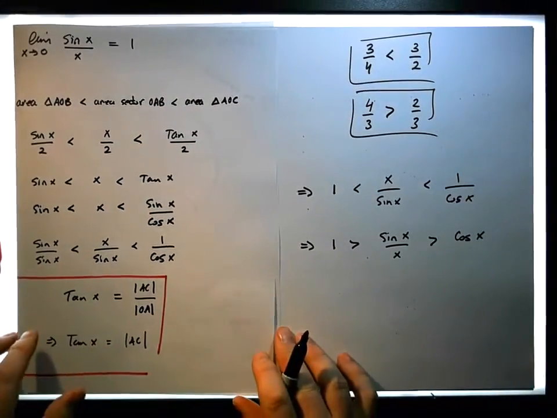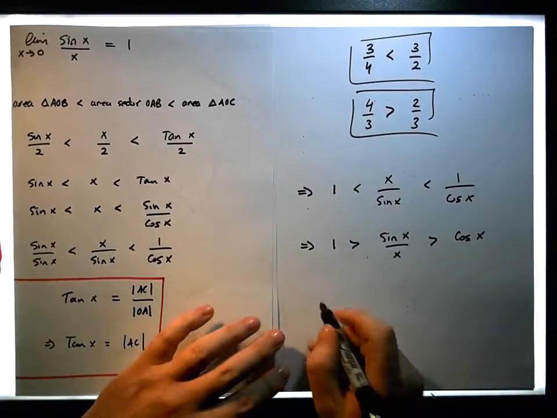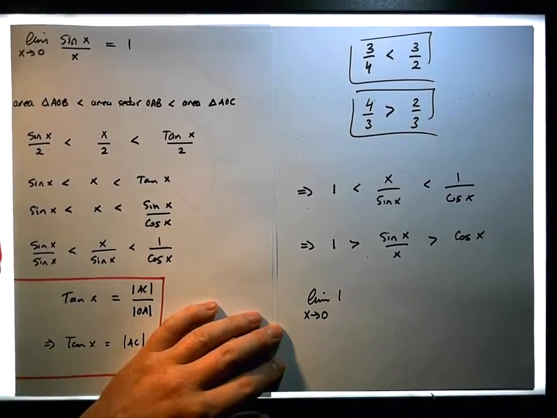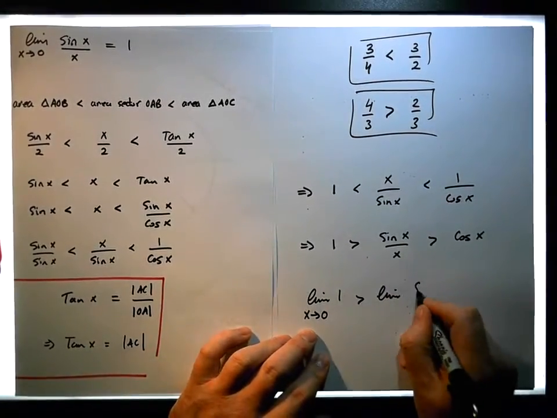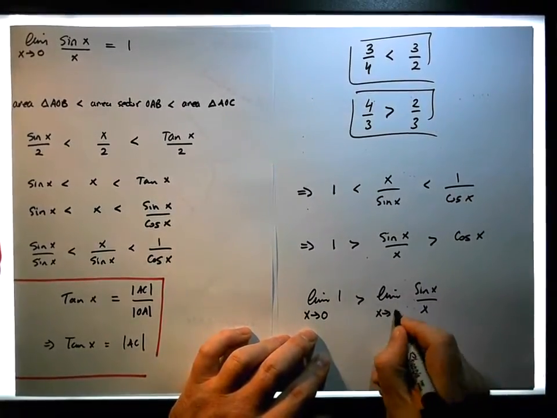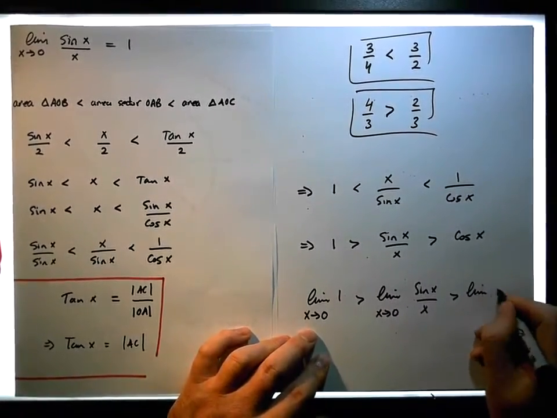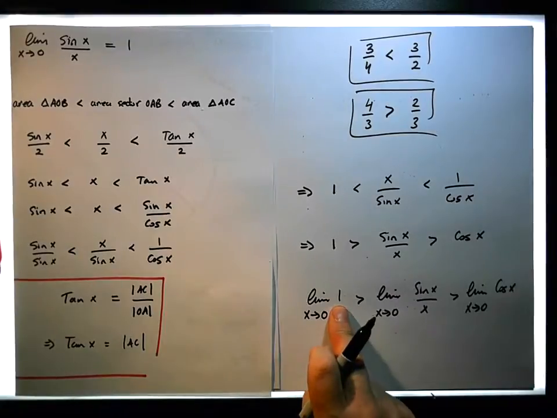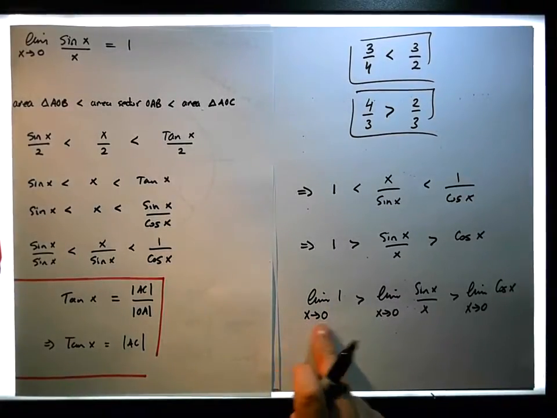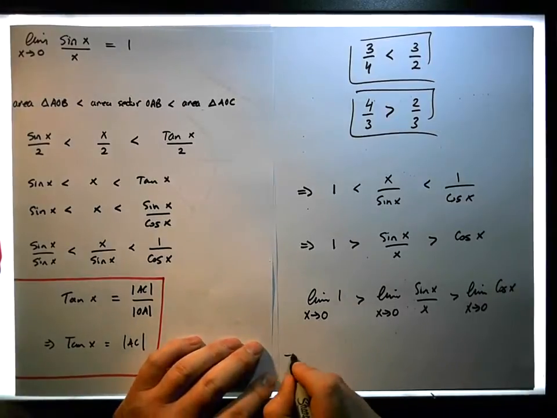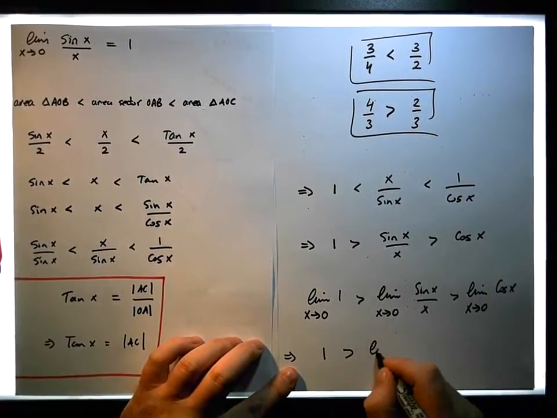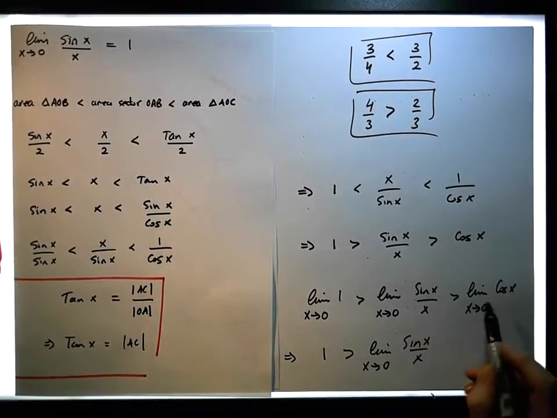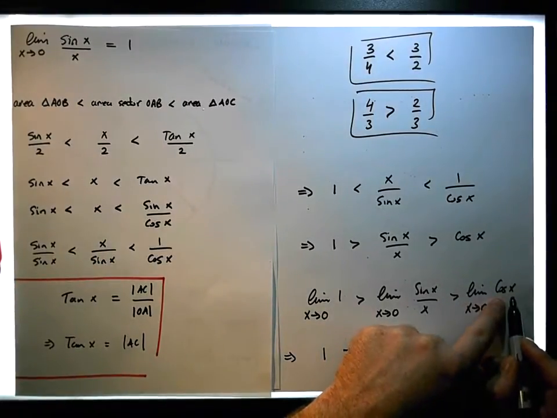Okay, so interesting. Now let's actually get some limits across this. What we have is that the limit of 1 as x tends to 0 must be greater than the limit of sine x over x as x tends to 0, which must be greater than the limit of cos x as x tends to 0. Well, you can see that this is just a constant function here. Irrespective of what's happening with the angle, this is always going to go to 1. So this implies that 1 is greater than the limit of sine x over x as x tends to 0, which is greater than the limit of cos x as x tends to 0.